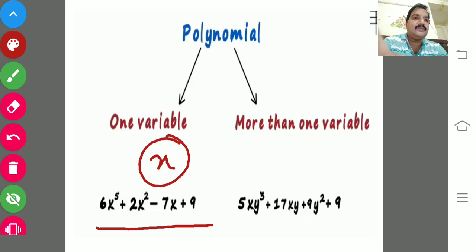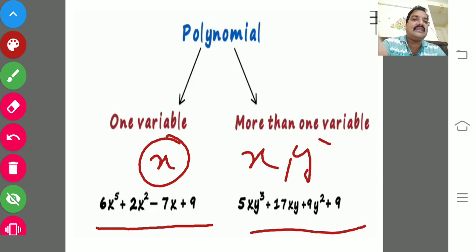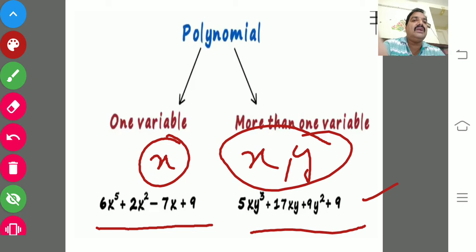One variable algebraic expression. If you go with this, here 5xy, x is there and y is there, so it is a more than one variable algebraic expression. 5xy^3 + 17xy + 9y^2 + 9 has more than one variable, and we also have some algebraic identities like (a + b)^2 = a^2 + 2ab + b^2, with more than one variable. So that is also a polynomial.